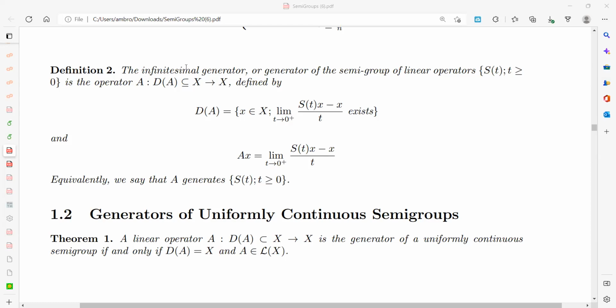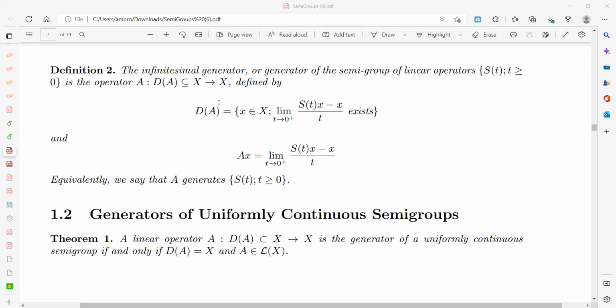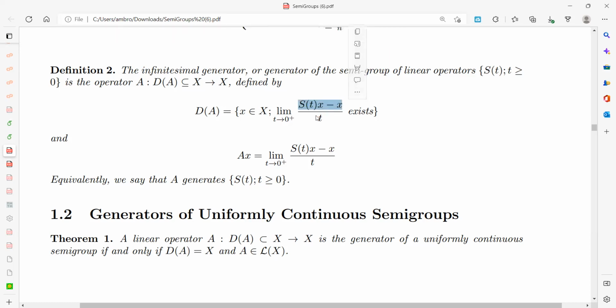So we first define the infinitesimal generator of a semigroup. It's defined, first you have to define the domain of the operator A. So the domain will be the points in X where you got this limit. This is analogous to the definition of a derivative, right?